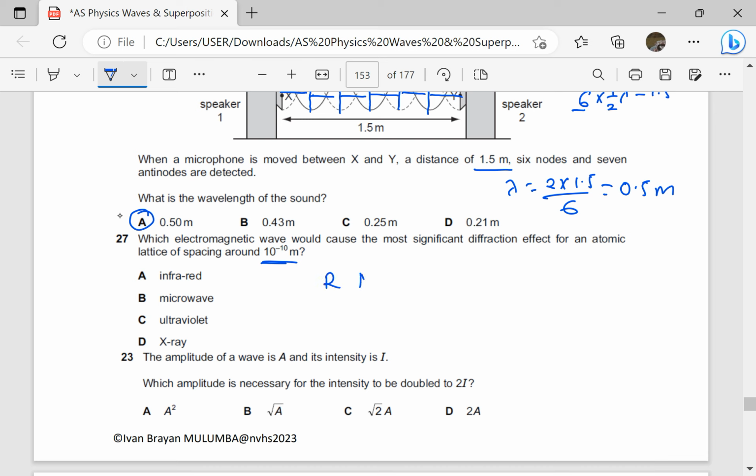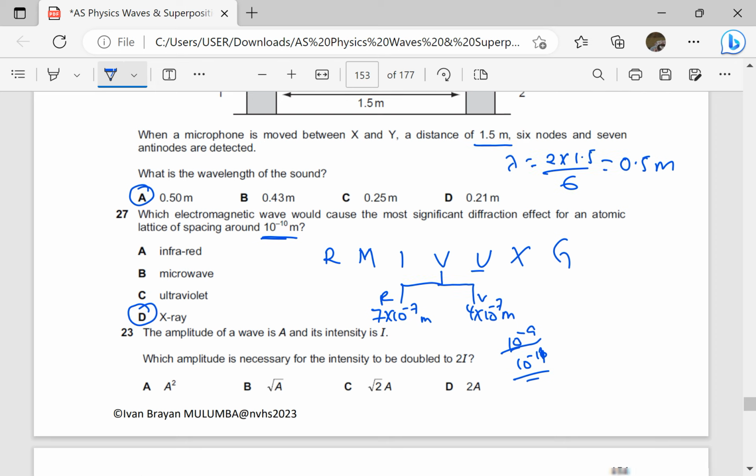Remember the mnemonic, Rumenera's mother is visiting Uncle Xavier's garden. So here in the visible spectrum on the left, we have 7 times 10 power negative 7 for red, and on the right-hand side, we have 4 times 10 power negative 7 meters for violet. If I go on subtracting 2 on the power of 10, the next one will be 10 power negative 9, that is approximately ultraviolet. When I continue, it is 10 power negative 11, that is approximately X-rays. So after 10 power negative 9, most likely it must be X-rays. Therefore, 10 power negative 10 is going to be X-rays.